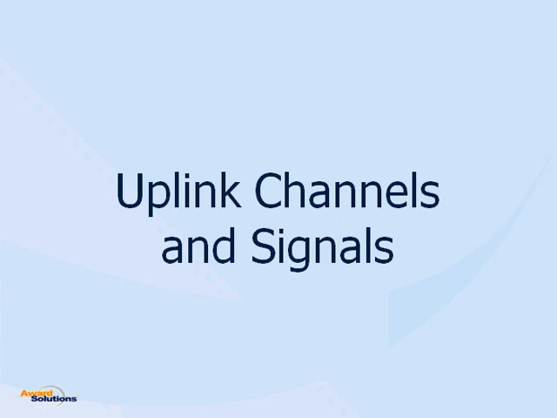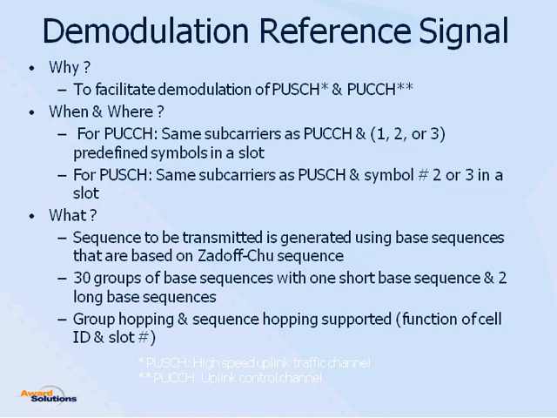Okay. So we know all the downlink channels and the signals, how they are used. We looked at the primary signal, secondary signal, broadcast channel, cell-specific reference signal, control format indication channel, the downlink control channel, physical hybrid ARQ indication channel, and then the downlink shared channel, the 300 megabits per second pipe. We looked at all those signals and channels, and now is the time to take a look at the uplink. That's what we'll do for the next few minutes.